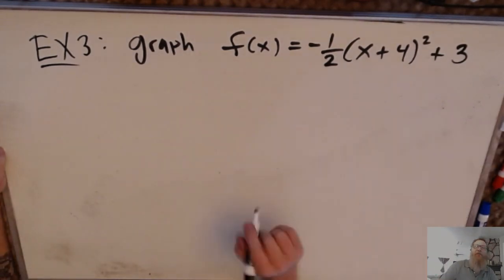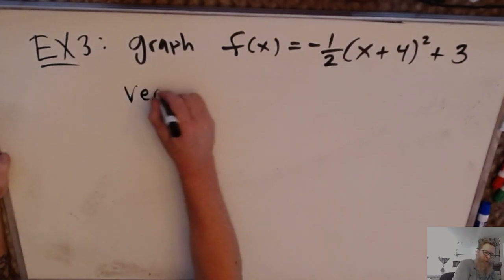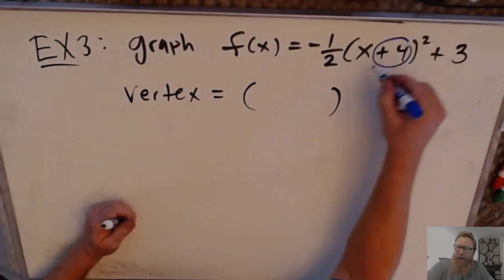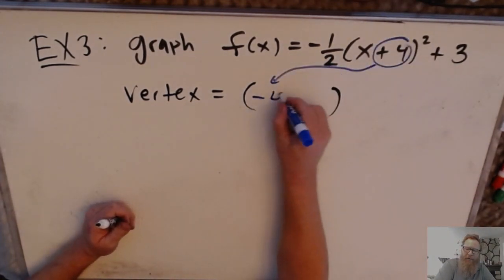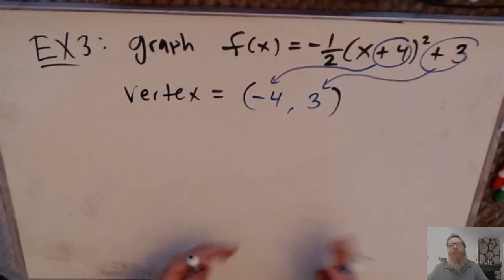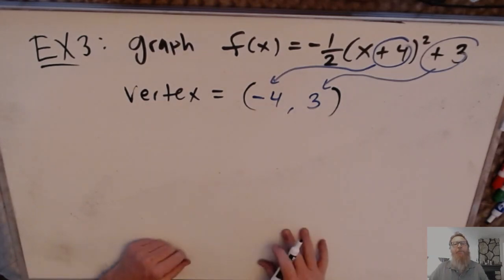All right, so graph this thing. I only need 2 points. The vertex plus one other point. And the vertex is essentially free. The opposite of 4 is -4, and then exactly 3. Hopefully you've got that memorized so you don't make silly mistakes right out of the gate.